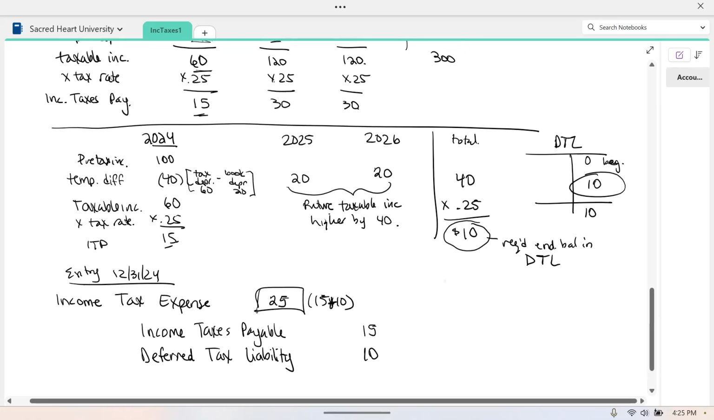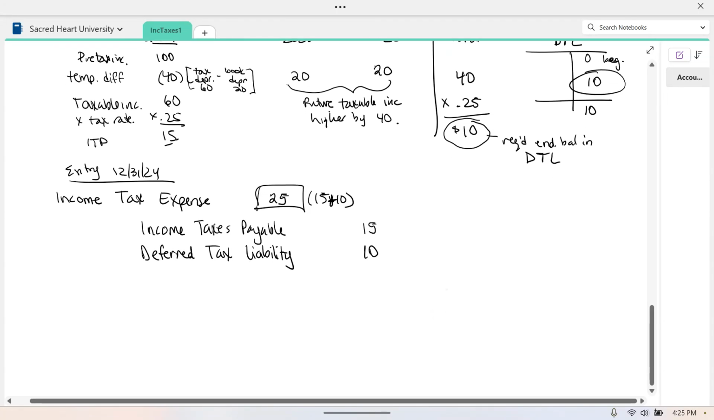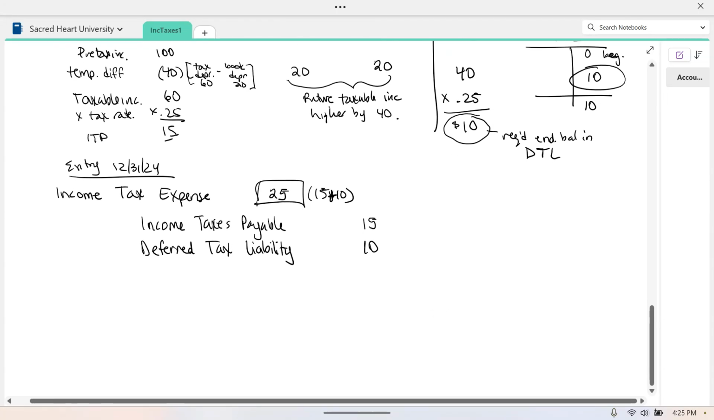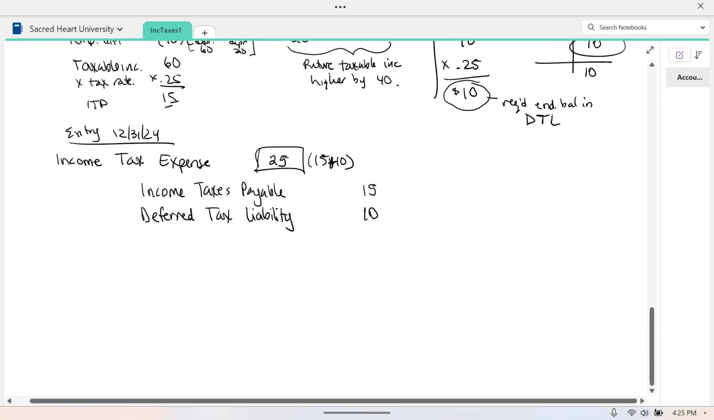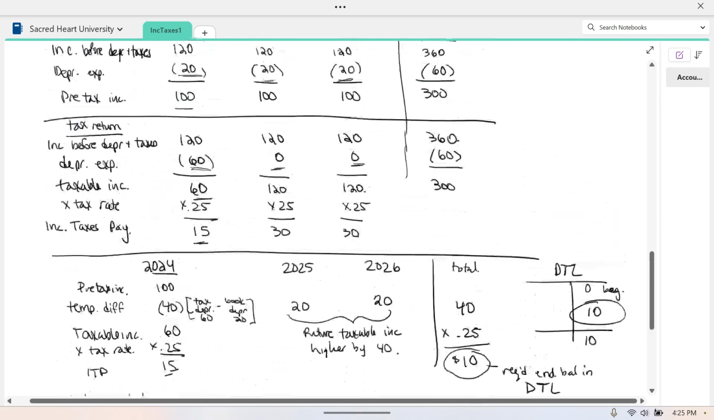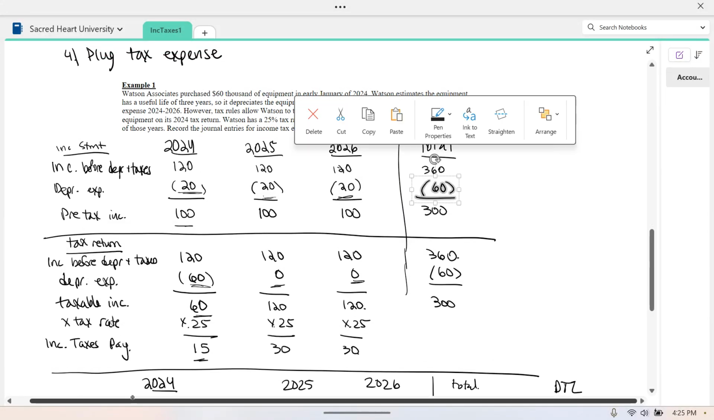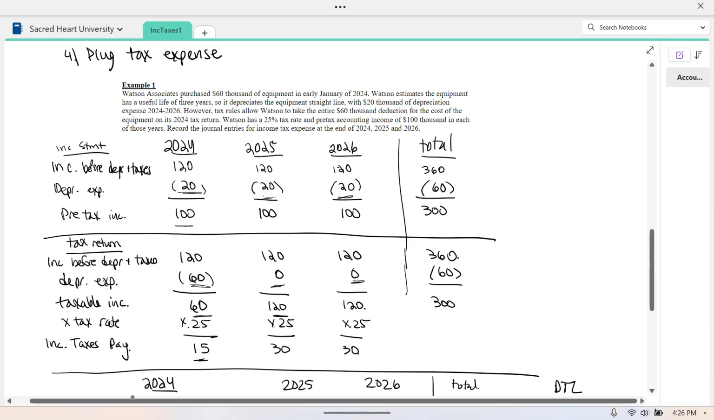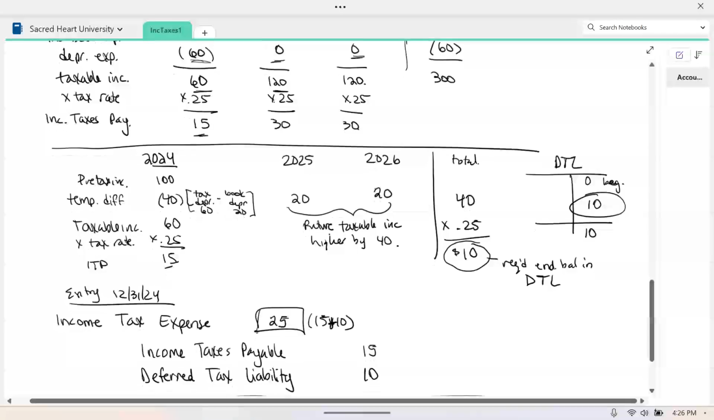We did 12/31/24. Now let's think about what's going to happen the following year. In 2025, we have pre-tax income of 100. We have some temporary difference that gets us to our taxable income. Our taxable income 2025. Taxable income was 120. Pre-tax income was 100.